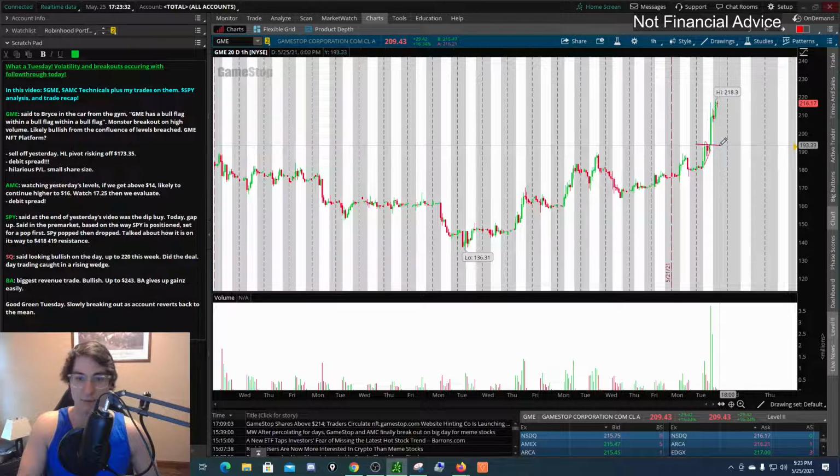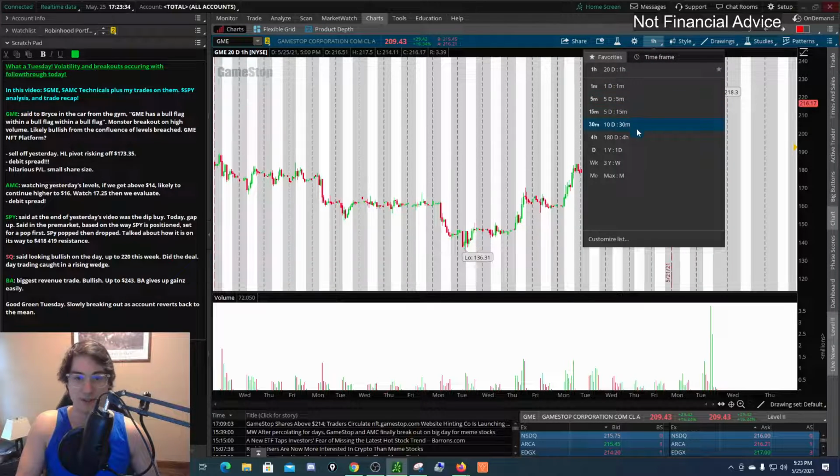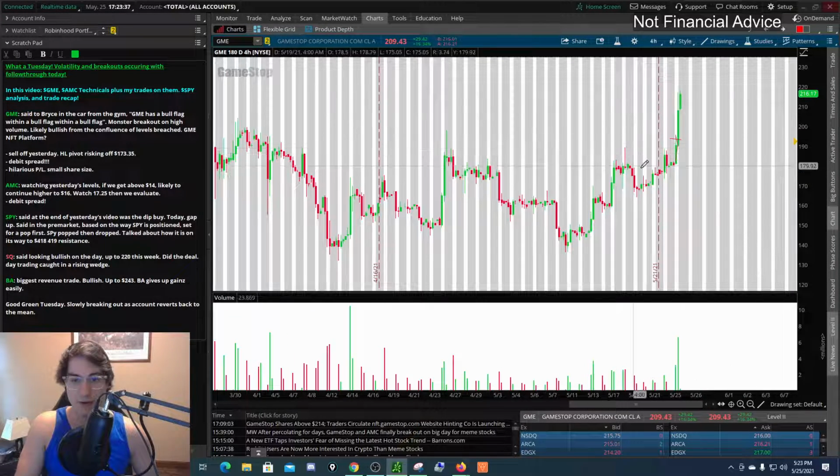Okay, we got an hourly bull flag. And now let's zoom out just even a little bit more. Let's go to the 180-day 4-hour time frame. Well, on the 180-day 4-hour time frame, we're starting to pop out of an ascending triangle.